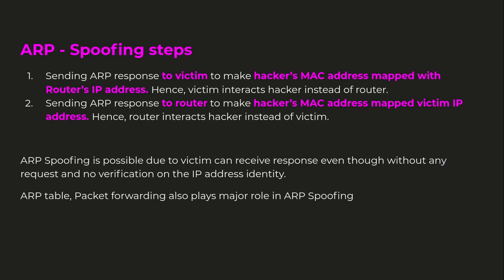ARP spoofing is actually possible because the victim can receive a response even without making any request. That means that whenever it gets an ARP response, it will react to it. So what happens when you receive the ARP response? Whenever you get an ARP response, you will update your ARP table. So what is the ARP table? In the ARP table, you will have your IP address mapped to your MAC address.